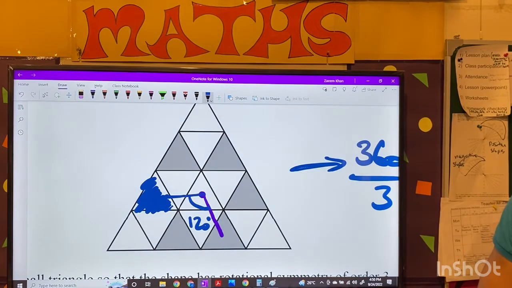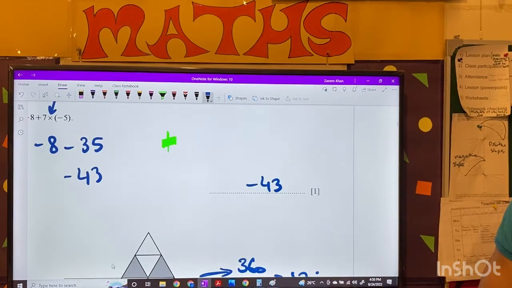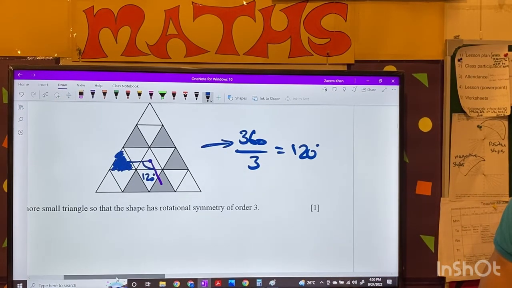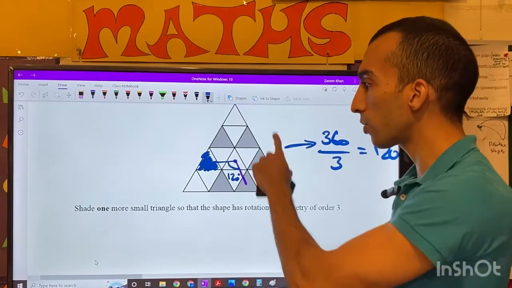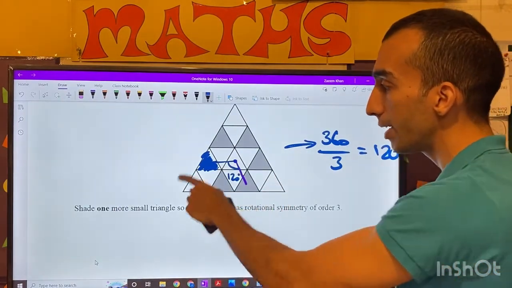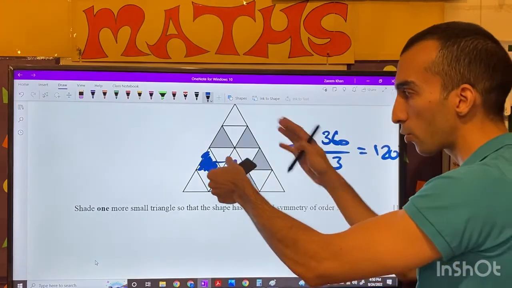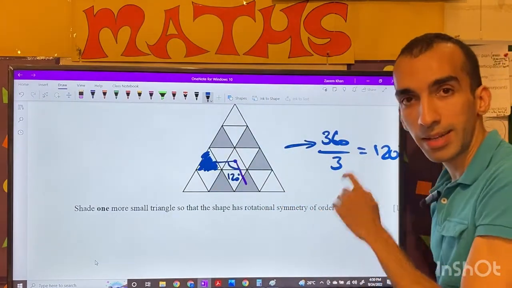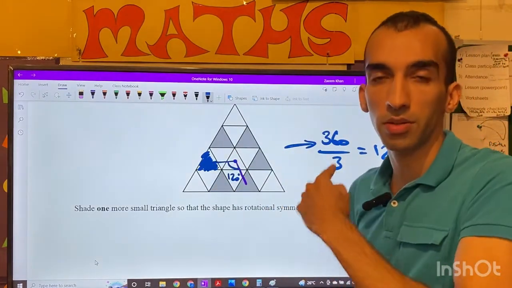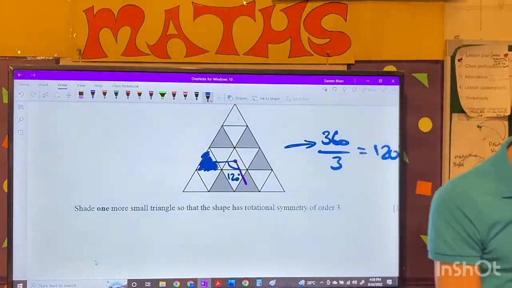The question asked us to, where did the question go? The question asked us to shade one more small triangle. तो इस पूरे शेप के अंदर सिर्फ ये ट्राइंगल मिसिंग था कि इसको हम रोटेट करें. It will fit itself onto itself 3 times before it completes a circle. Is that making sense?